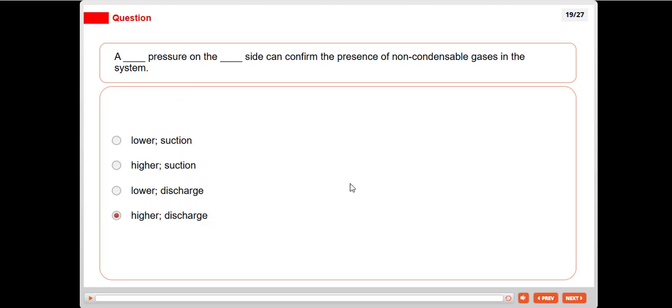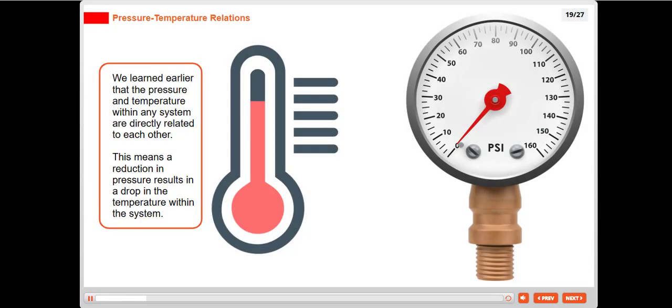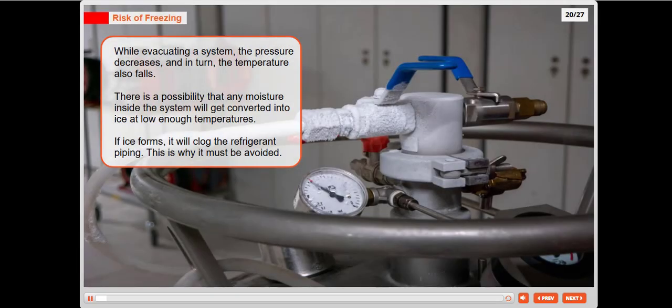We learned earlier that the pressure and temperature within any system are directly related to each other. This means a reduction in pressure results in a drop in the temperature within the system. While evacuating a system, the pressure decreases, and in turn, the temperature also falls. There is a possibility that any moisture inside the system will get converted into ice at low enough temperatures. If ice forms, it will clog the refrigerant piping. This is why it must be avoided.